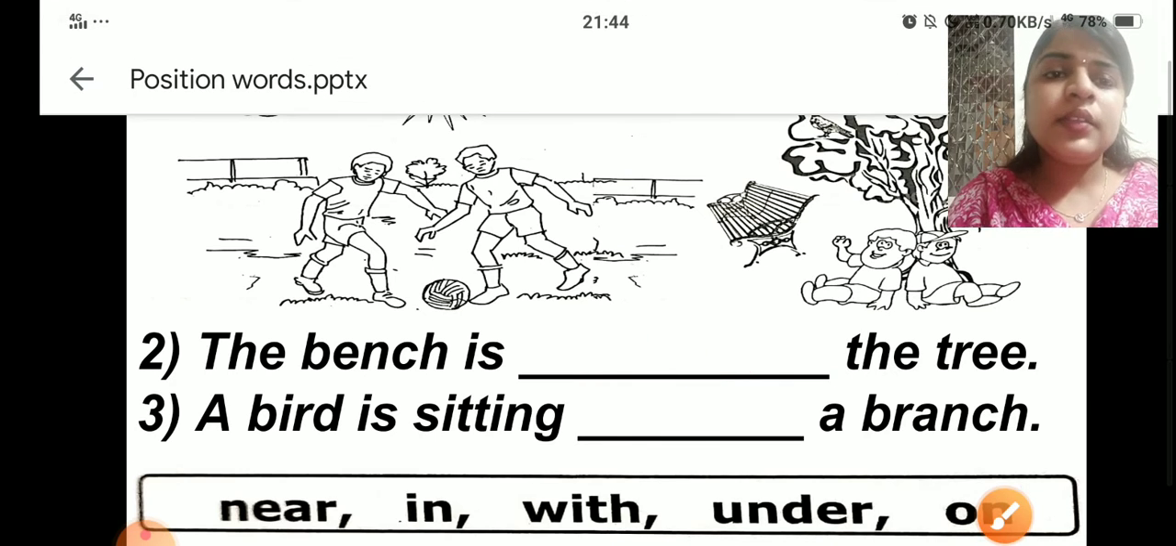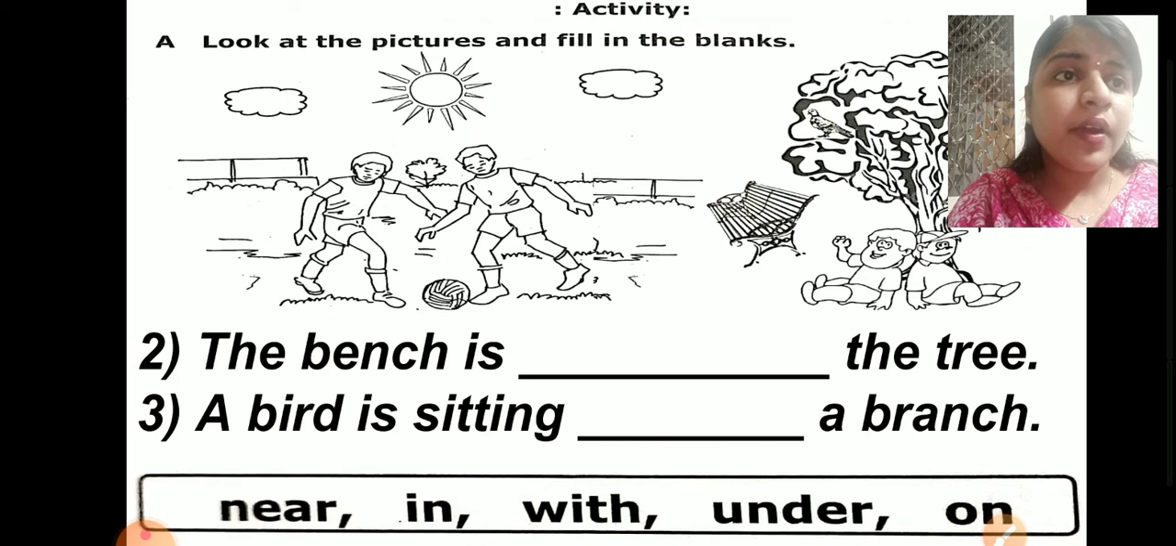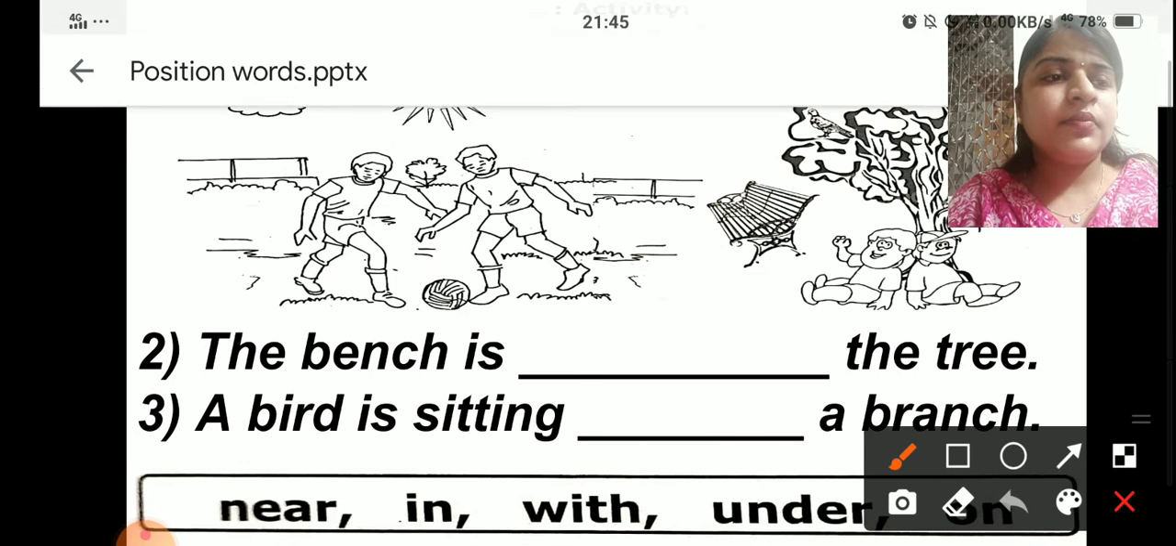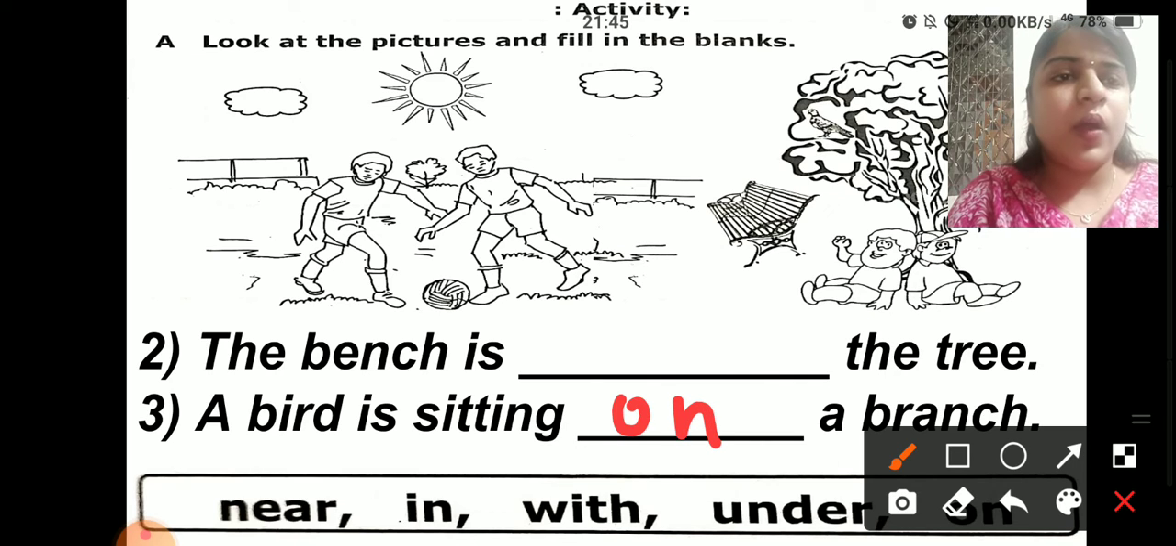Number 3. A bird is sitting dash a branch. Here you can see, where is the bird in the picture? Can you see the bird? Yes. A bird is sitting on a branch. Okay, children? Write it down. On. O-N, on. Done? Okay.